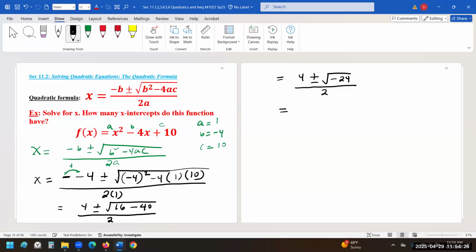And now let's split them. 4 over 2 plus minus the square root of negative 24 over 2. Why did I split? Because this is reducible. What do you get from here?